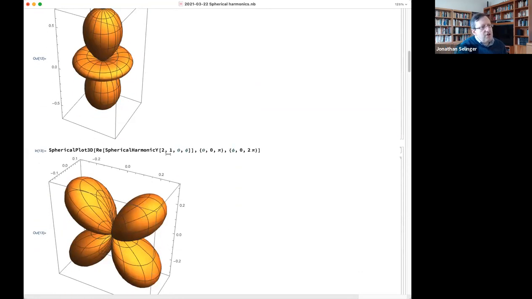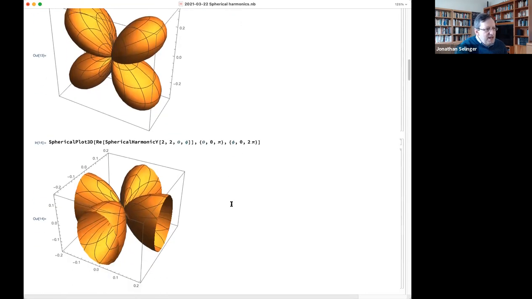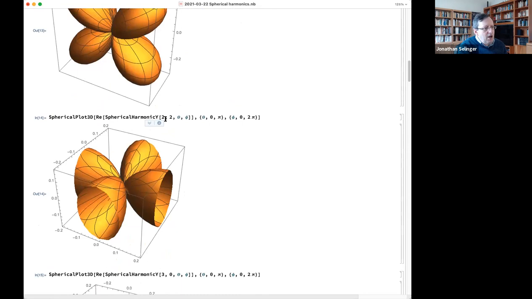Here is a picture of the L equals 2, M equals 1 spherical harmonic. And it has this multi-lobe structure in the XZ plane. And then here is the L equals 2, M equals 2 spherical harmonic. And it has this multi-lobe structure in the XY plane.